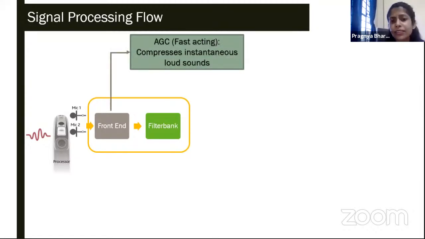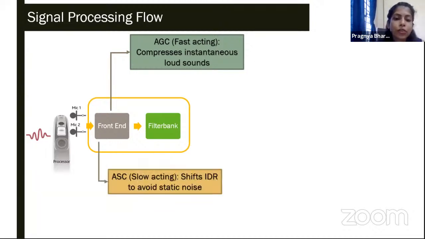So at the front-end processing, we have certain things like the automatic gain control, AGC. All the audiologists over here are familiar with it. It's a fast-acting process which basically works to compress instantaneous loud noises. And at the same time, there is automatic sensitivity control. There are different terminologies that different manufacturers use for this, but it basically manipulates or shifts the input dynamic range of the processor's microphone in order to provide the best signal to noise ratio, to provide the signal component with the least amount of background noise.